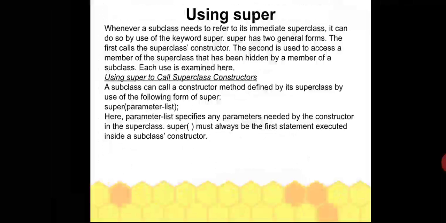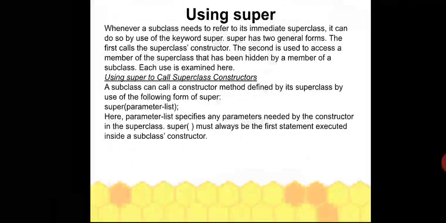The first one will call the superclass constructor. The second is about the member of a subclass. You can access the member of the superclass which is hidden by the member of a subclass. So in the subclass, whatever members are hidden can be accessed from the superclass. So this is using the super keyword. How exactly you can do that, we will see here.